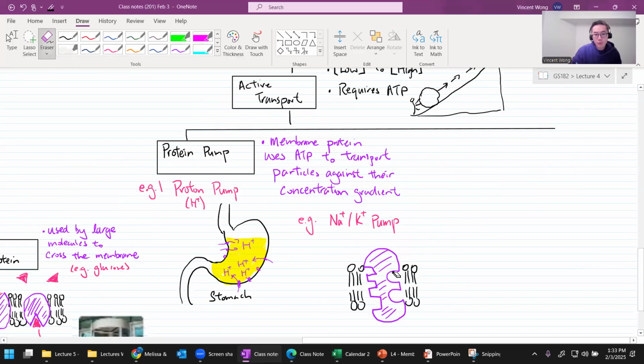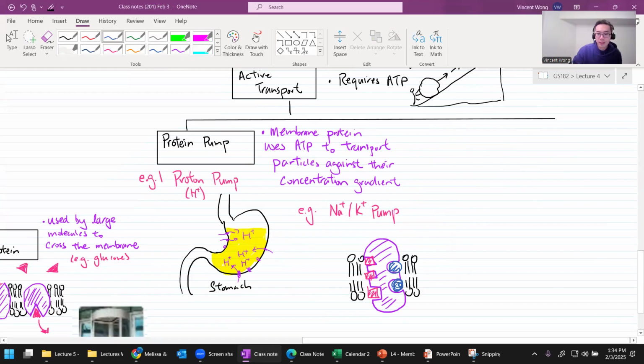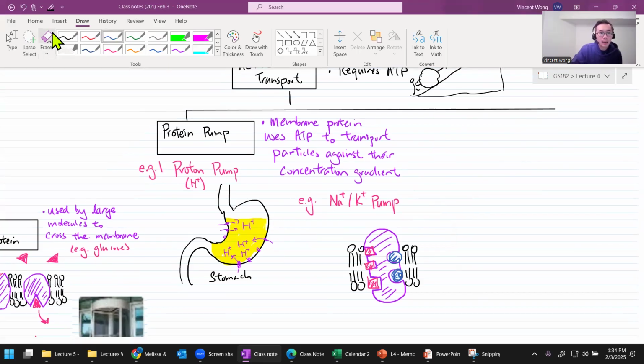So it has two grooves on one side and three grooves on the other side. On one side, this is where you will fit the sodium. And on the other side, this is where you will fit the potassium. So this is the inside. This is the outside. You don't have to memorize the details. I'm just showing you because you're going to learn it a lot more closely next semester.